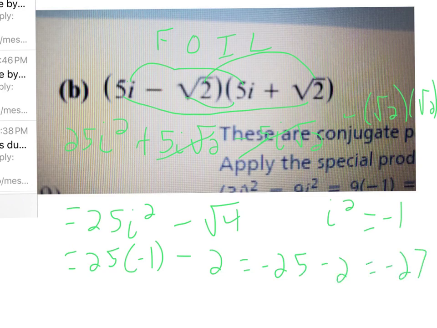And so I'm just using the FOIL method here, multiplying first, outer, inner, and last. First was 25i squared, inner and outer are 5i square root of 2, one's plus and one's minus. Multiply last, that's minus square root of 2 times square root of 2, which is square root of 4, which is 2. And anytime you have i squared, you replace it with negative 1. That's just definition. That's negative 25 minus 2. That's negative 27. Hope that helps.